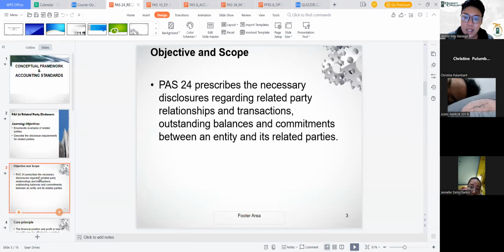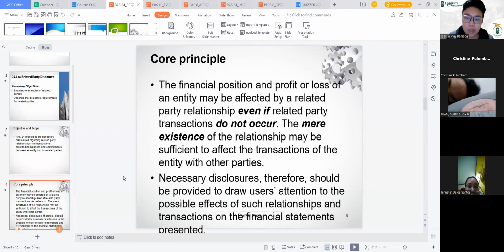It prescribes the necessary disclosures regarding related parties. Mamaya i-define natin what are related parties. Relationships or can be transactions as well, outstanding balances and commitments between an entity, tayo yon, yung reporting entity, and its related parties. So for this accounting standard, our core principle is that the financial position and profit or loss, the related financial statements, sila yun, of the entity may be affected by related party transactions, even if related party transactions do not occur. Ano ibig sabihin yan?